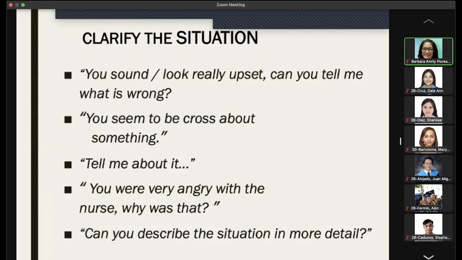So you start with statements like, "You sound like or you really look upset. Can you tell me what is wrong?" Or, "You seem to be cross about something. Can you tell me more about this?" "Tell me about," or, "You were very angry with the nurse. Why was that?" Or, "Can you describe the situation in more detail?" When you ask these questions, you're actually clarifying what's happening. So you observe, or you hear your patient complaining, or you observe something from your patient and you want to know what's going on.